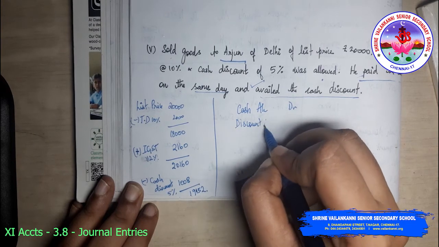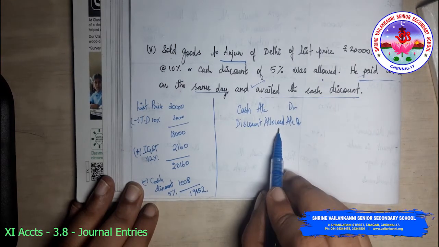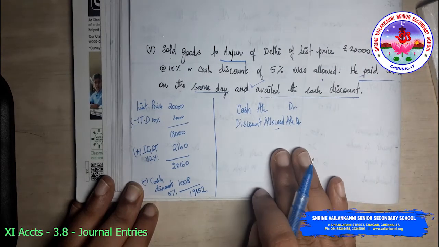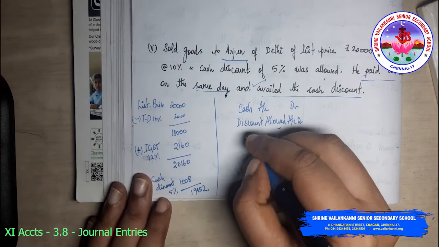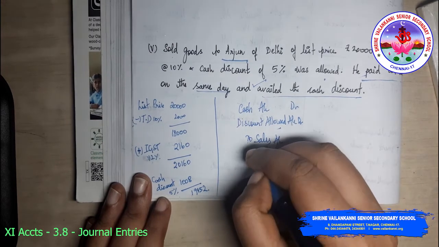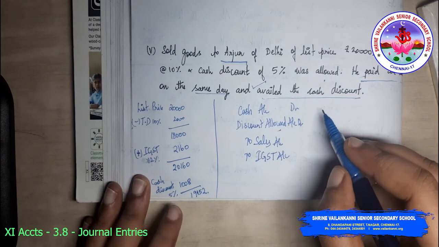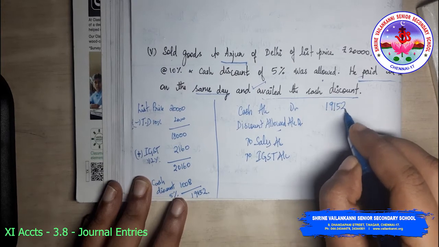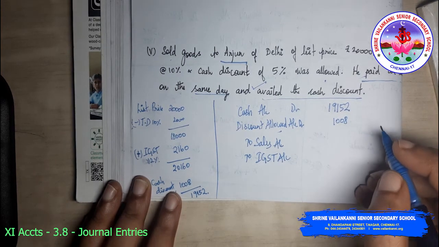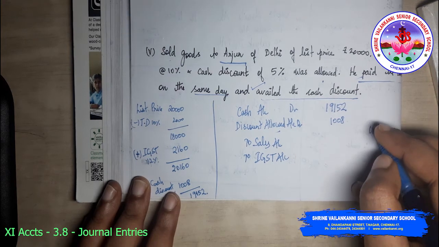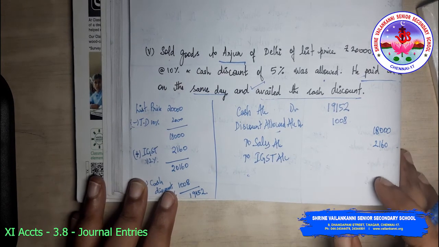Now, we have cash account debit, discount allowed account debit, because we are selling goods, we are allowing discount. Okay, discount allowed is the cash discount that we have given. Then to sales, to IGST account. So cash, how much is it? We are supposed to pay 19,152. Discount allowed is 1,008. Sale value is 18,000. IGST component is 2,160. I hope that this is clear.